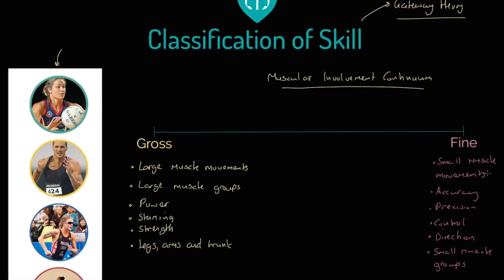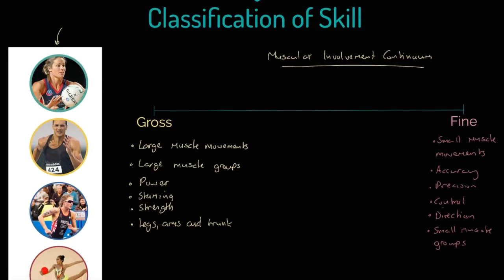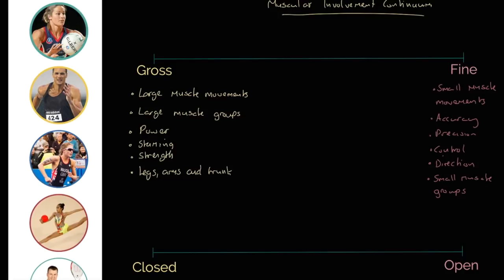So let's take our performers and our performances, and let's see if we can draw these across and actually place them somewhere here on the continuum. If we were to take the entire sport of netball, we'd probably find that it's somewhere in between, okay? So here we'd have netball, somewhere in between. It's relatively gross, but there's fine elements. But if we took something like shooting in netball, it's going to be way up here, towards the fine end.